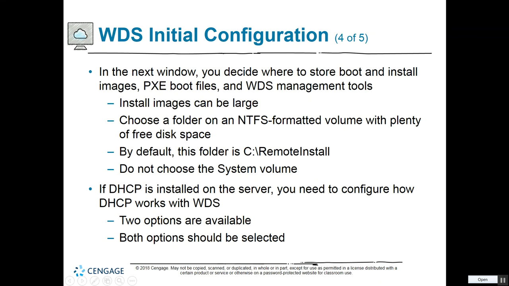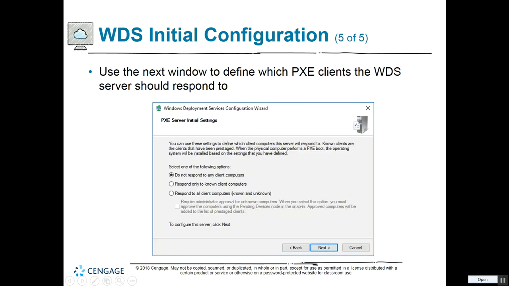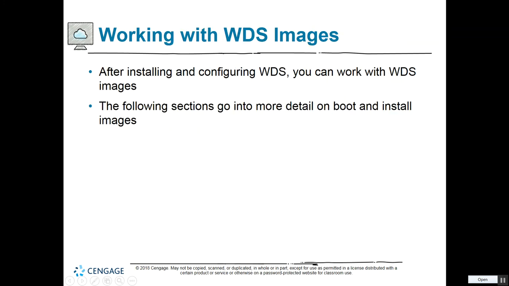Now, if DHCP is installed on the server, you need to configure how DHCP works with the WDS. We've got two options available. Both should be selected. Here we go. We're doing the PXE server initial settings. After installing and configuring WDS, you can work with WDS images. And we'll go into a little more detail about the boot and install images.